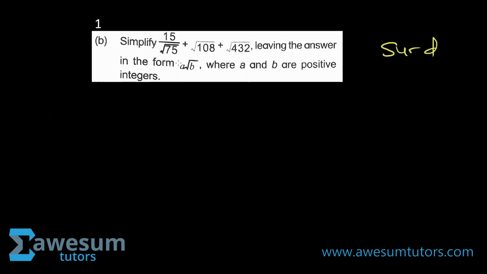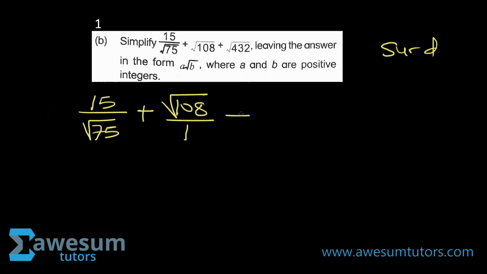Okay, so now you have been asked to add those numbers together, which I will write as 15 over root 75 plus root 108. We know that root 108 means root 108 over 1, just like when you say 3 is the same thing as 3 over 1. Plus root 432 over 1. Okay, very good.